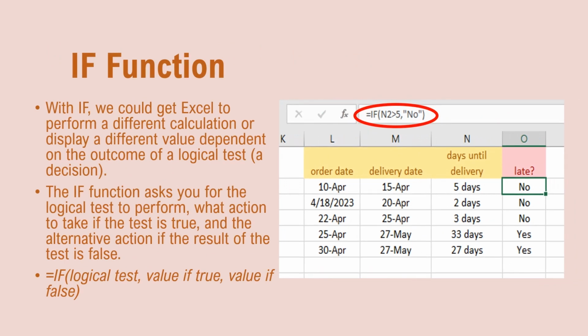IF function. With IF, we could get Excel to perform a different calculation or display a different value depending on the outcome of a logical test or a decision. The IF function asks you for the logical test to perform, what action to take if the test is true, and the alternative action if the result of the test is false. So it is used for a logical test to show if the value is true and if the value is false. So you could actually see the example provided that shows how we can use the IF function.